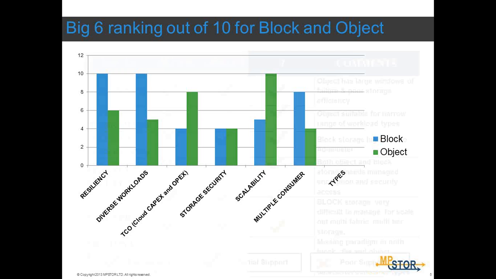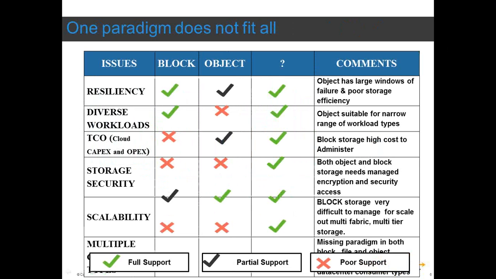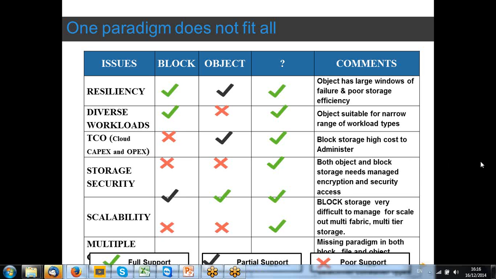So if we look at the next slide, we can see that one paradigm does not fit all. If we look at block, it has some advantages. If we look at object, it has advantages. Our graph is a little bit messed up, but I'm sure it's understandable. And then the question mark: is there something in between block and object, or an extension of block and object, or is there something that can actually give us what we want on every single storage issue that we have in the data center?